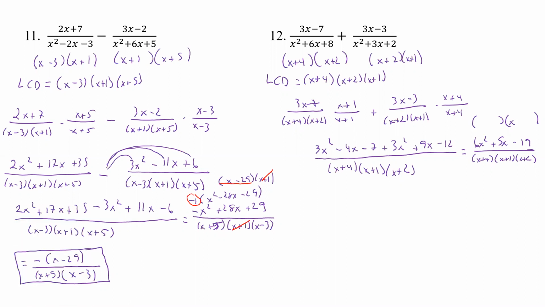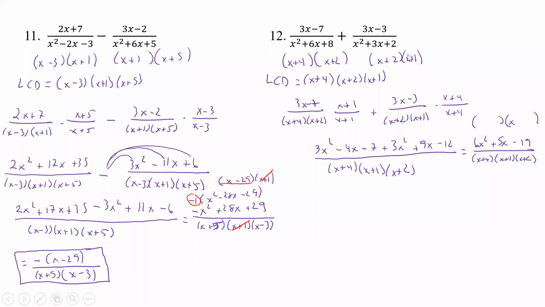Maybe nothing cancels is going to be the key. Let's see, 2x and x, 2x and 3x. Okay, so looking at this, 2 and 3 don't work, 6 doesn't work, and so that means this is the final form. We can't factor this any further, and so that would be our final answer there.